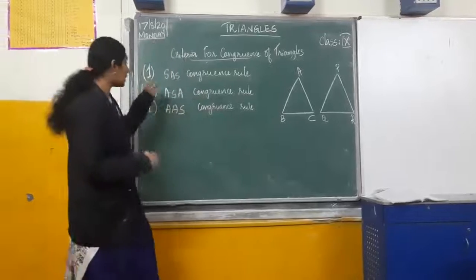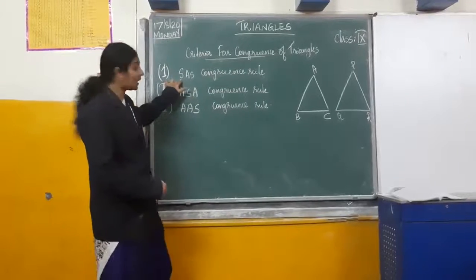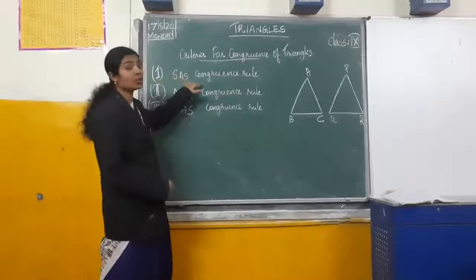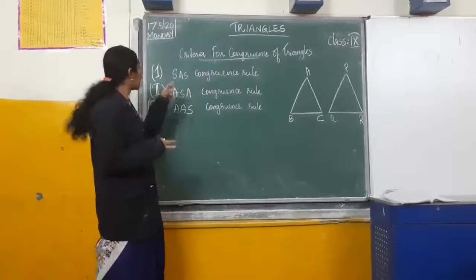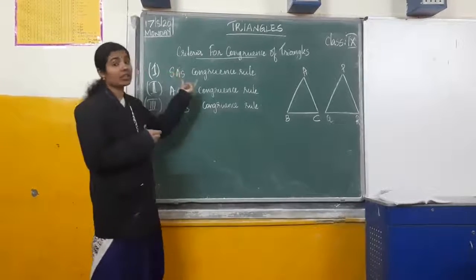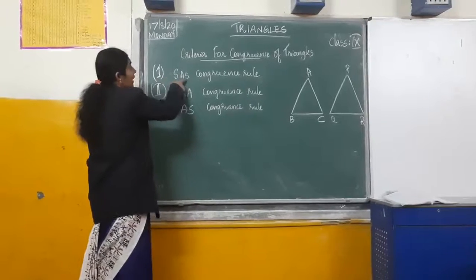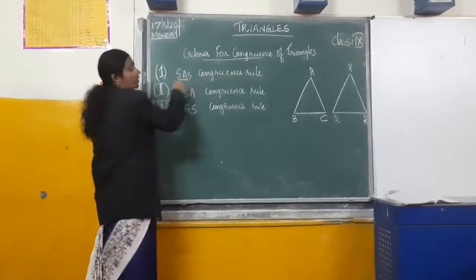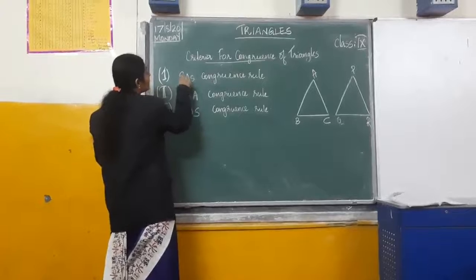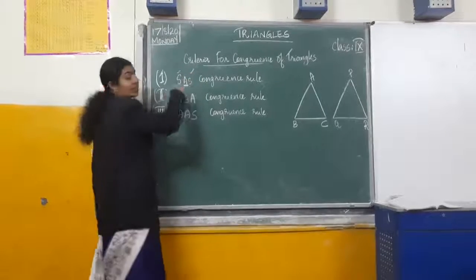So SAS means what? Here we can see S means side, A means angle. That means SAS means two sides are there. A means angle. So from the given name only, two sides and an angle are included between these two. Isn't it? See, A is included between the two sides.